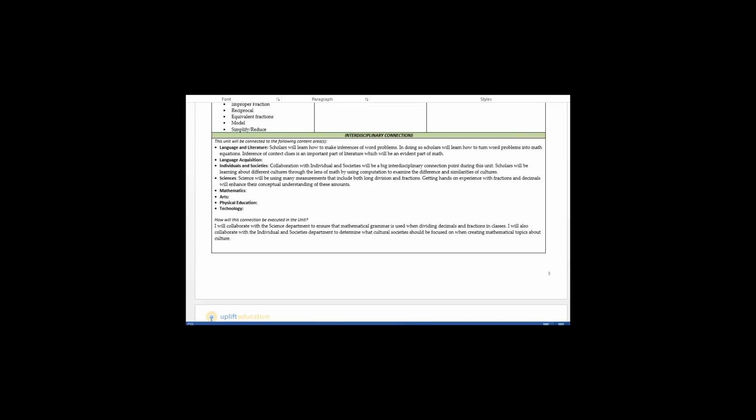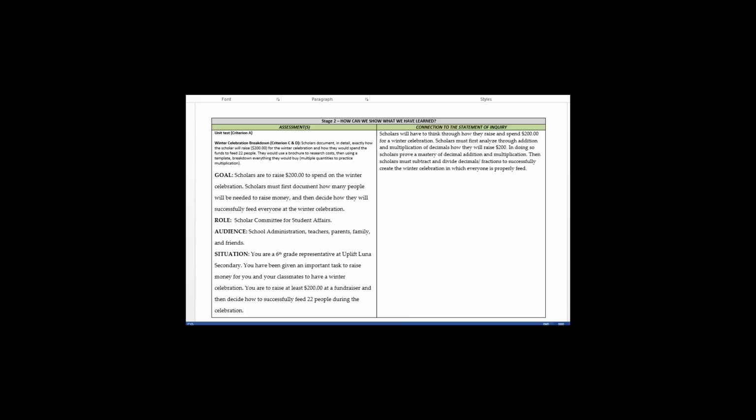The interdisciplinary connections for this unit will be most evident in language and literature, individuals and societies, sciences, and technology, though math lends itself to be used through other classes as well. Individuals and societies and science will be big interdisciplinary connections for Unit 3. During this unit, scholars will be learning about different cultures through the lens of math by using computation and examining the differences and similarities of culture. Science will be using many measurements that include both long division and fractions. Getting hands-on experience with fractions and decimals will enhance their conceptual understanding of these amounts.